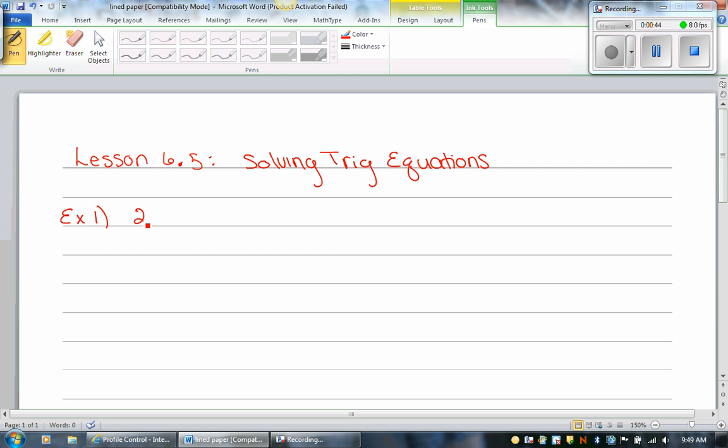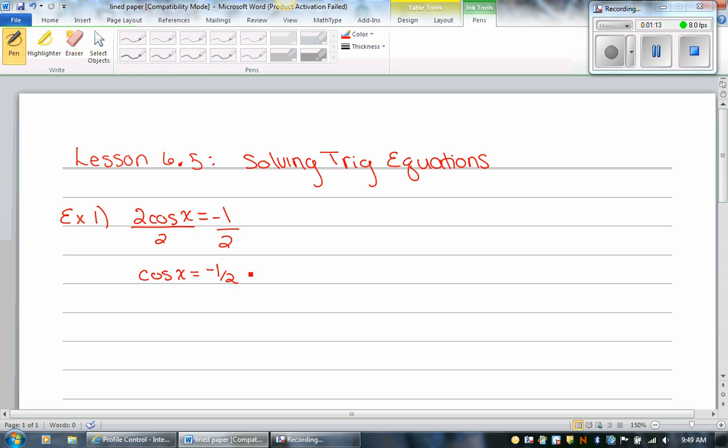We're going to solve 2 cosine x equals -1. First thing we need to do is isolate the trigonometric function, cosine x. So we're going to start by dividing both sides by 2. We get cosine x equals -1/2.